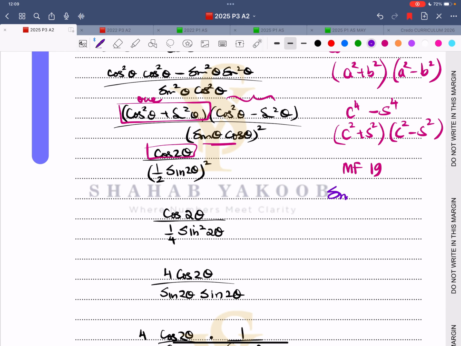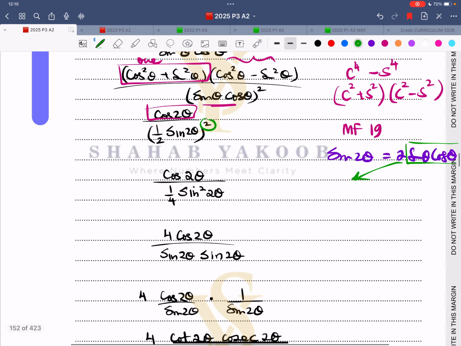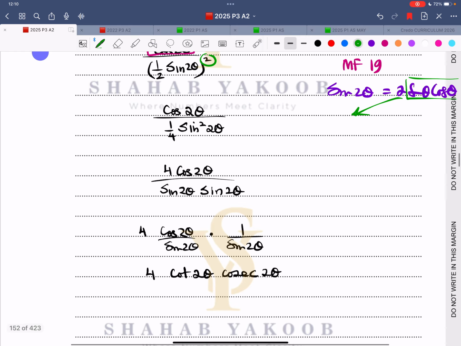We know that sine 2 theta is 2 sine theta cos theta. Therefore, just this much, sine theta cos theta, is half sine 2 theta. Don't forget the square. And then the simplification is right over here. So this 1/4 flips and goes up. Cos 2 theta over sine 2 theta is cot 2 theta, and 1 over sine is cosec 2 theta.